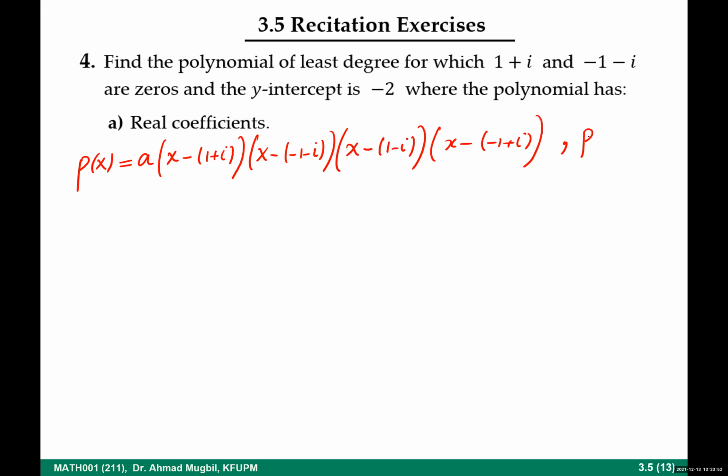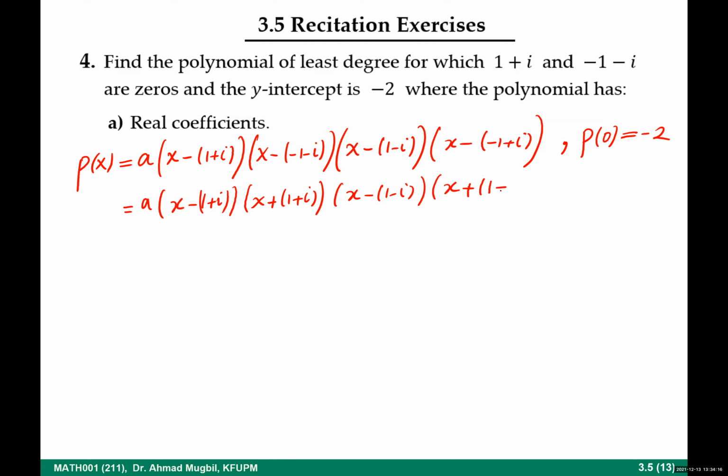And the condition is still P at 0 equals negative 2. Now here you need to be smart. Of course, you learned the trick from the previous work. So this is in fact x minus 1 plus i, and this is x plus 1 plus i. And here similarly, you will have x minus 1 minus i. You wish that you have here x plus 1 minus i. Do you have it? Yes, if you factor negative 1 out, this will be positive and you will have 1 minus i, and you still have the same condition here.